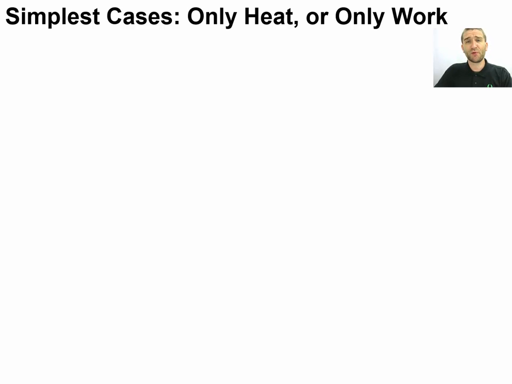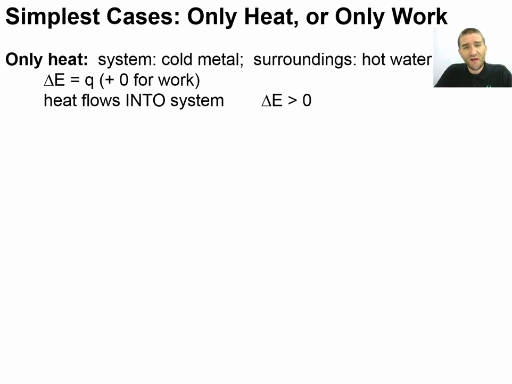Let's consider two simple cases where we have only heat or only work being transferred from one place to another. From there, we'll be able to take a look at our sign conventions, make sure everything is consistent in our minds, and then talk a little bit about what happens if we have both heat and work occurring at the same time.